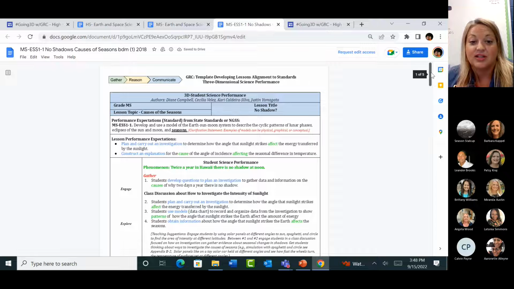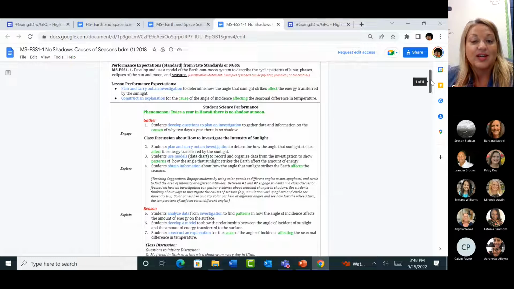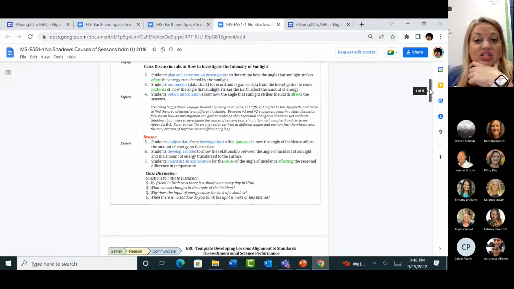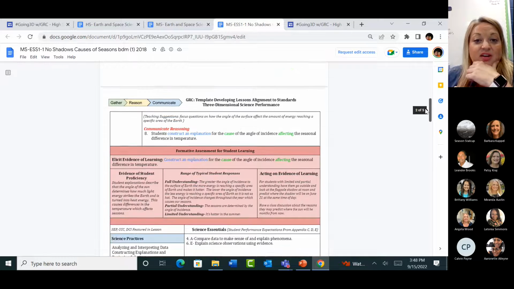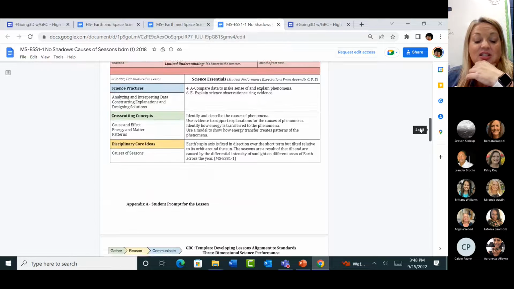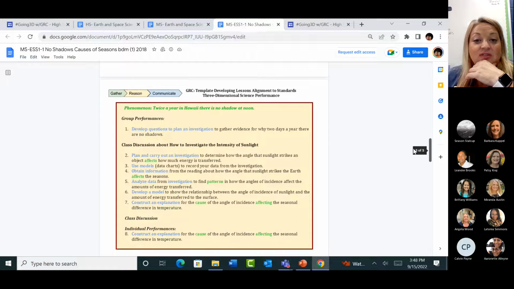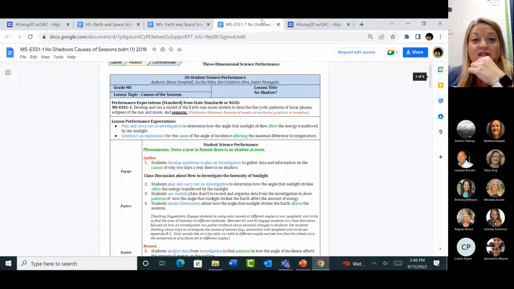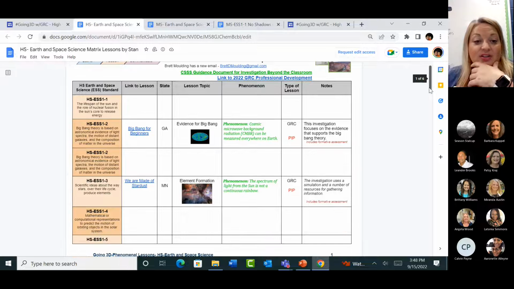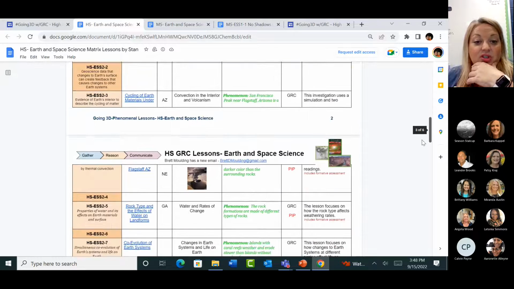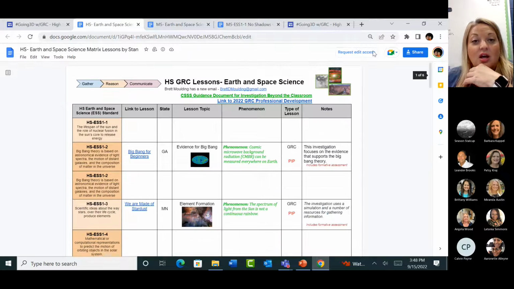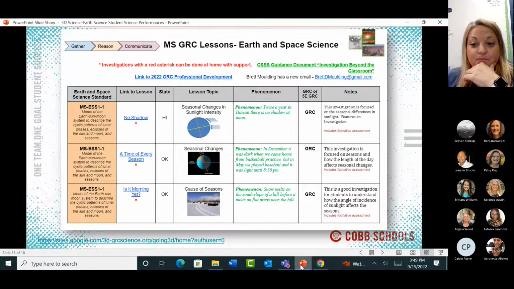It's very, very extensive. But you have it just like I showed you, student science performance, what they need to do every time. You have your teaching suggestion portion of it, how to formatively assess. I mean, it's all of your appendixes that you can give your students. It's good stuff. Here is high school, not as many, but still there's some opportunity for you to utilize some of these student science performance lessons.